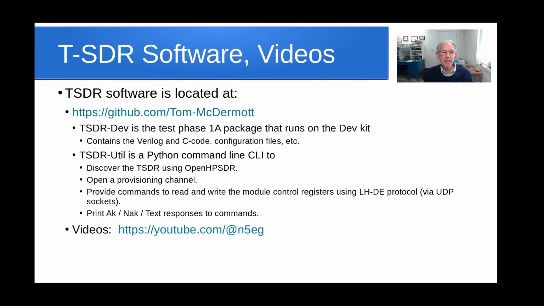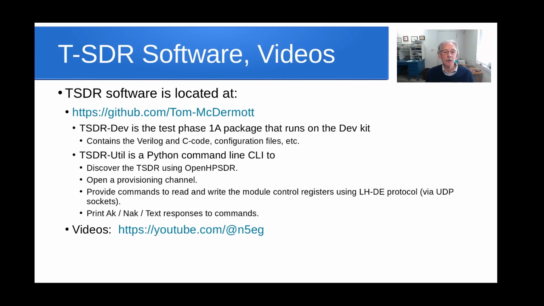The TangerineSDR software is located currently on my GitHub, github.com/Tom-McDermott, and the project is called TSDR-dev. This is the test phase 1A package, which has passed the test phase 1A. It doesn't do a lot right now. The receiver doesn't provide any samples, but what it does do is bring up a TCP IP stack, brings up UDP sockets, and it talks to all of the peripherals in the test system so that you can, using the command line interface, interact with the peripherals on the board.